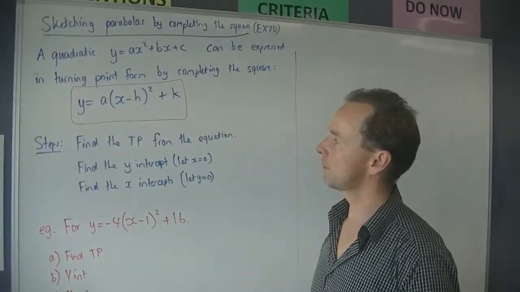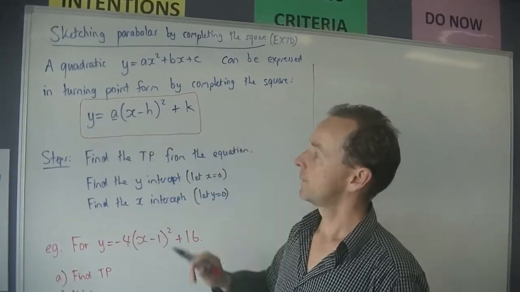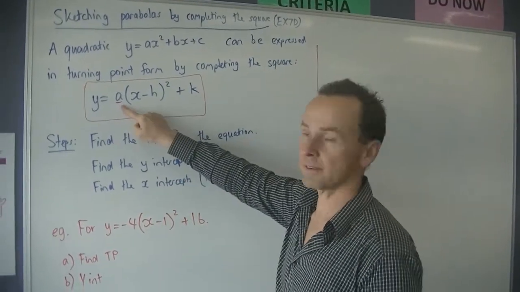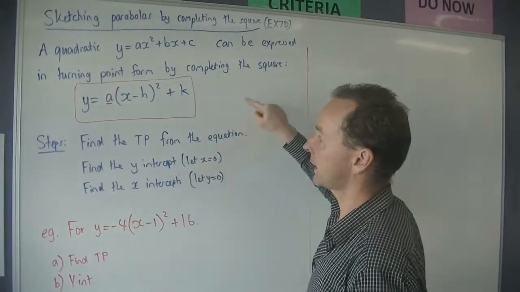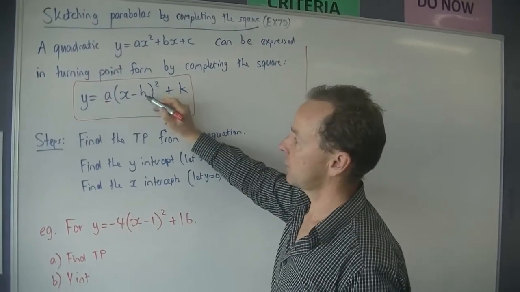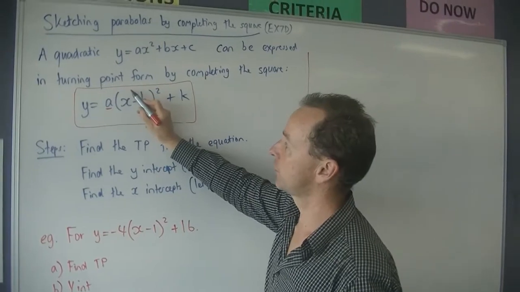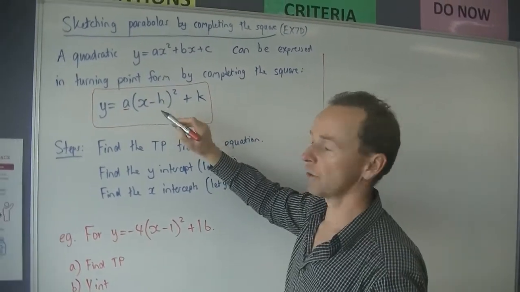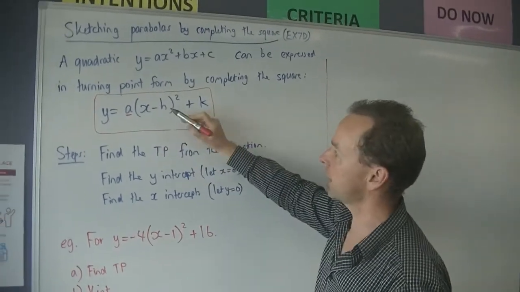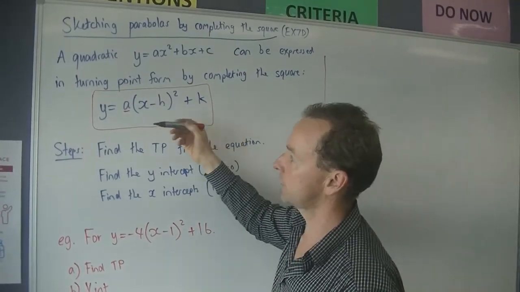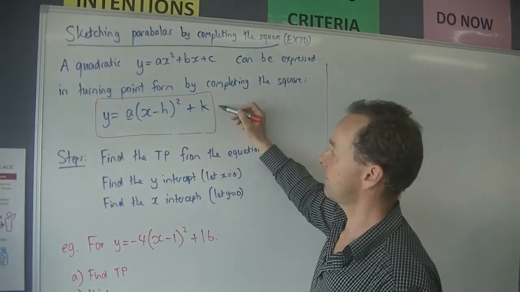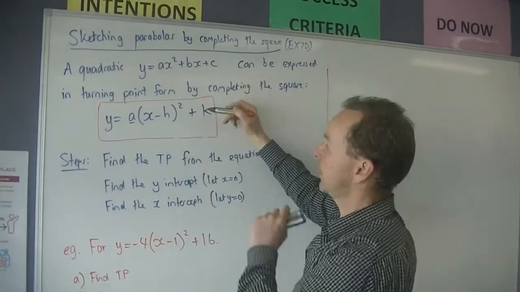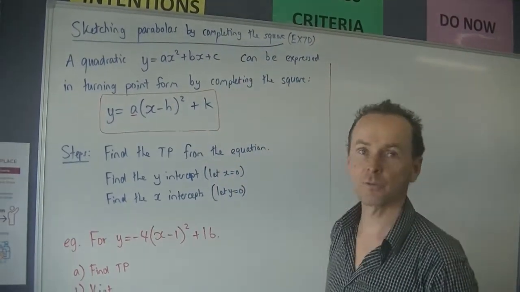To give you a few reminders, the a out the front, if that number is like 5, makes it a narrower parabola. If that number is less than 1, so a half, it makes it wider. The h inside here, if it's negative, moves the whole parabola to the right. So I always look at the turning point and move the turning point to the right. If it's positive, it moves it to the left. And this k value at the end, if it's positive, moves the turning point up, and if it's negative, it moves it down. So hopefully you remember all that.